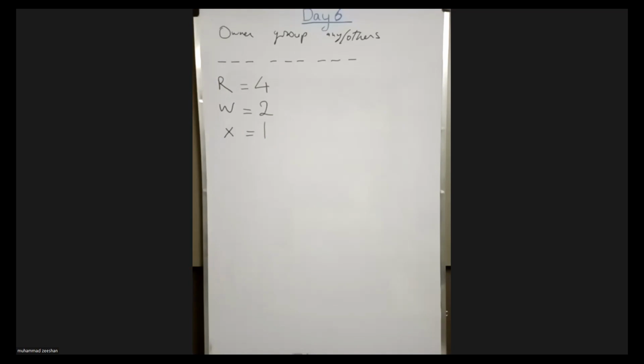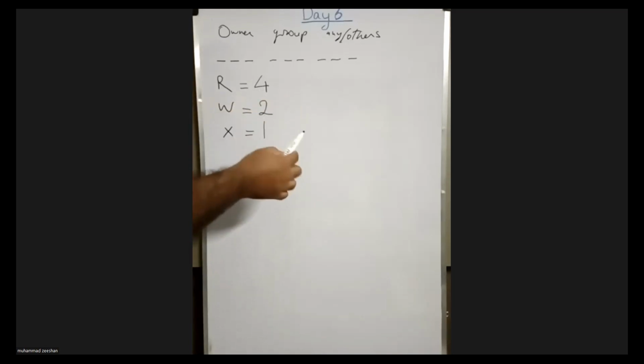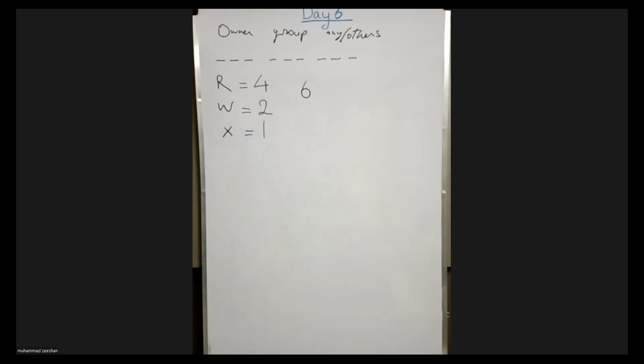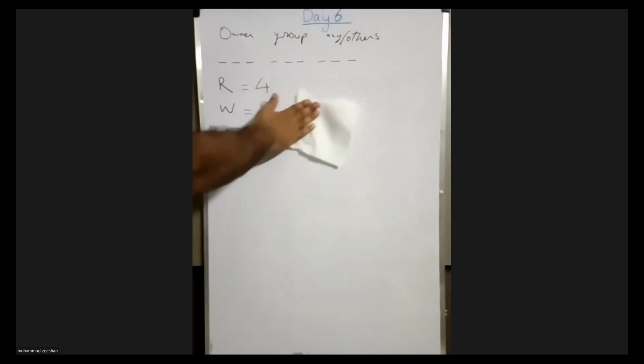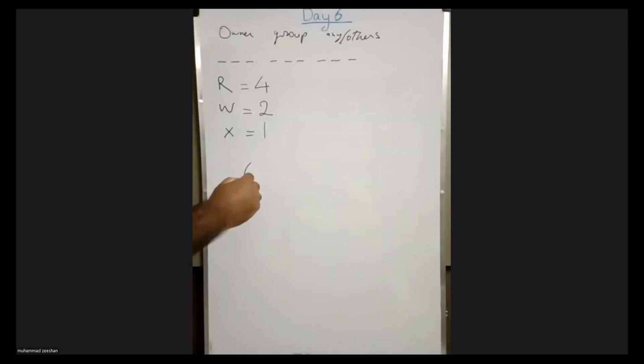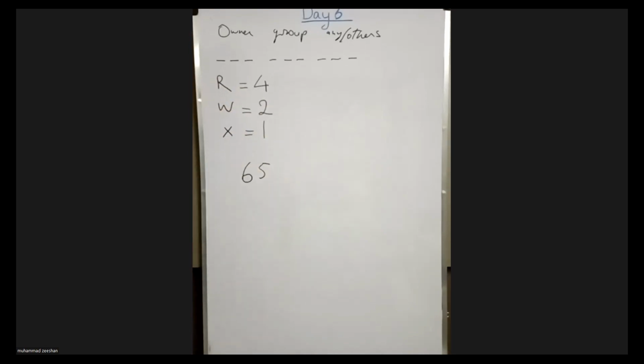If I want the owner to have read and write permission, so read and write, 4 plus 2 equals 6. Let's say 6. There is a group. What I want, the group should have only read plus execute permission. So read plus execute, 4 plus 1 is 5. And anyone else has the read permission. So the value is 654.